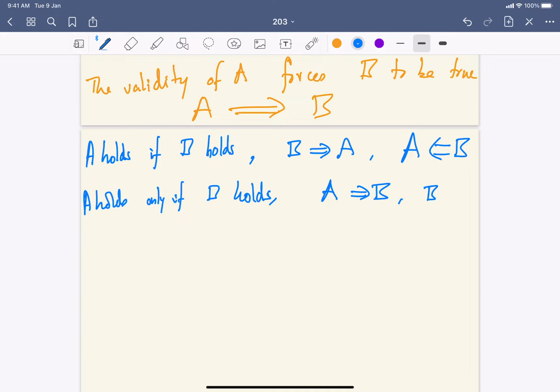So here B is, oops, sorry, my iPad was just going to turn around. Anyway, so this means that B is implied by A.